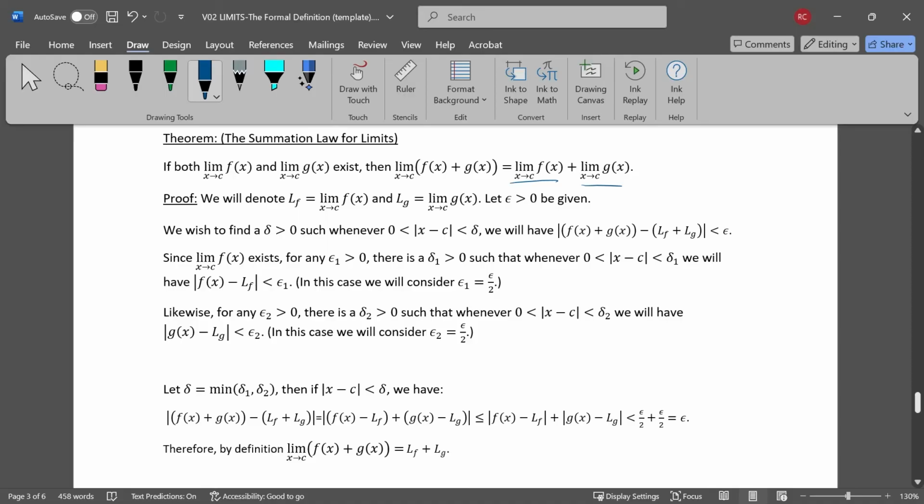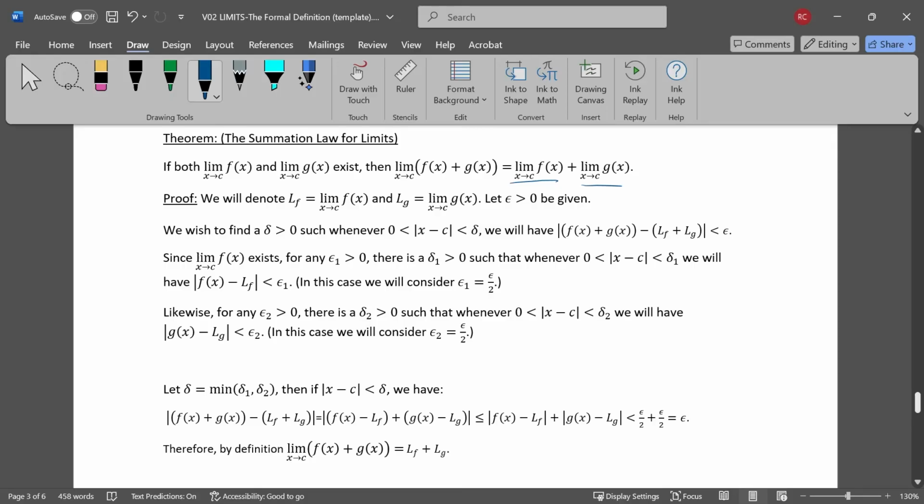So we will denote L sub f to be the limit as x approaches c of f, and L sub g to be the limit as x approaches c of g. And let epsilon greater than 0 be given. So we want to find a delta greater than 0 such that whenever the distance from x to c is between 0 and delta, then the distance between f plus g and L sub f plus L sub g is less than epsilon.